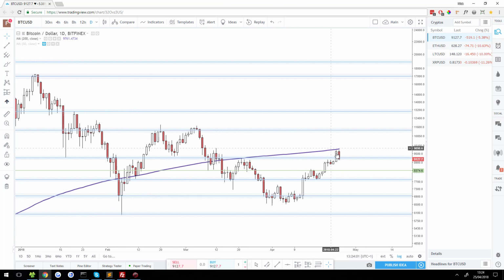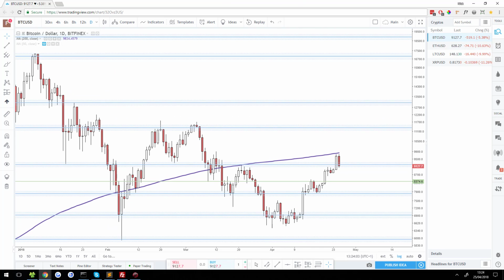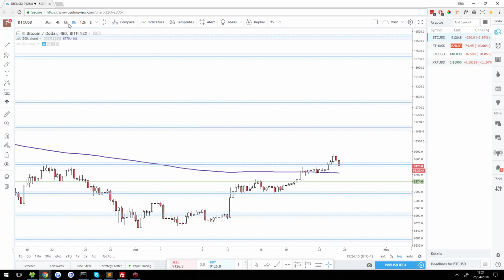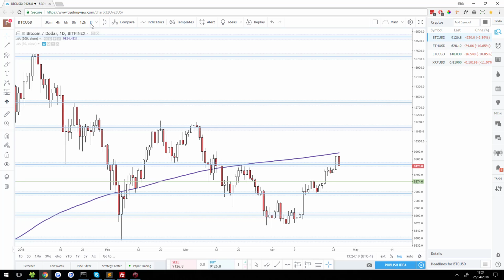Well, in the coming days, maybe as early as tomorrow, I'll be looking for a bullish trade from here. Now, we're looking at the daily, but most trades I take on Bitcoin, on any cryptos really, are on smaller time frames. The daily is a good analysis time frame to get an idea of the overall trend, but the trades are usually taken on some smaller time frames.